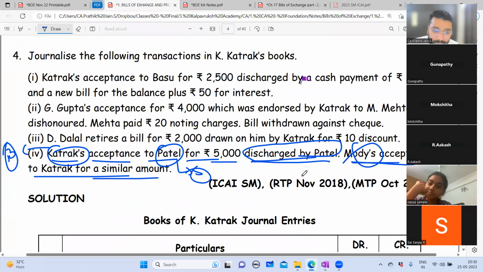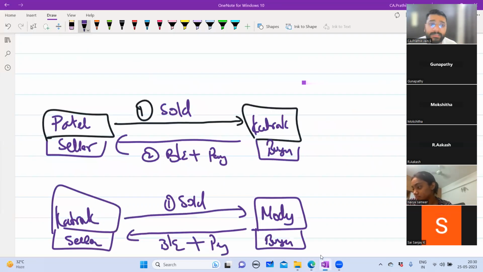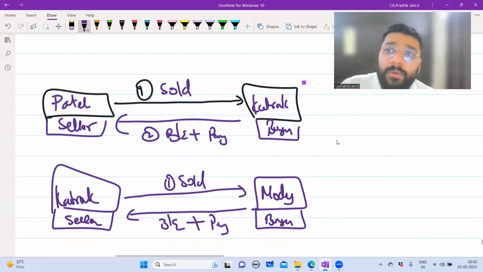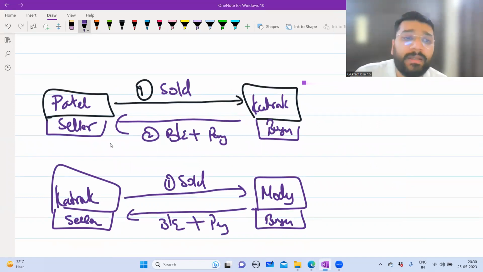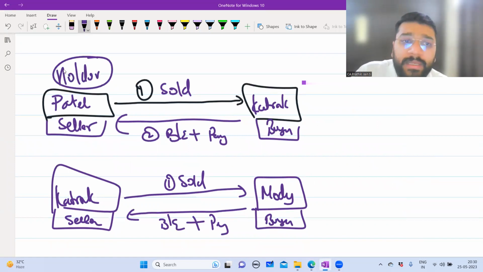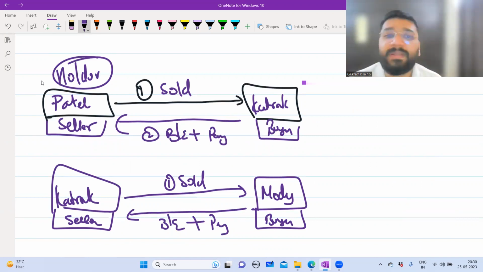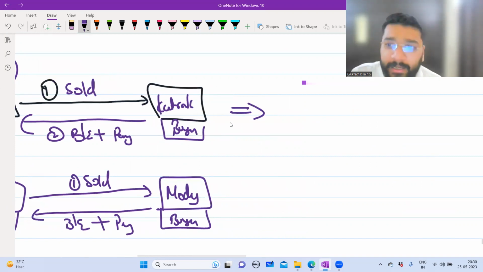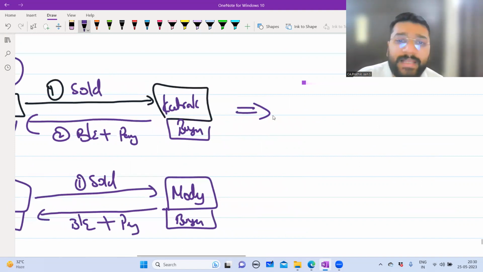Okay, sir. Now, look at the language. Katrak's acceptance to Patel for 5,000 discharged by Patel. So what discharging are they talking about? Not dishonorment, not payment, they're talking about discharging of the bill. Which means Patel is the holder of the bill. He's discharging the bill, which means Katrak is paying the money and Patel is discharging the bill. He's giving the bill back. So what is the honorment entry? What is the payment entry? For this transaction, what is the payment entry?